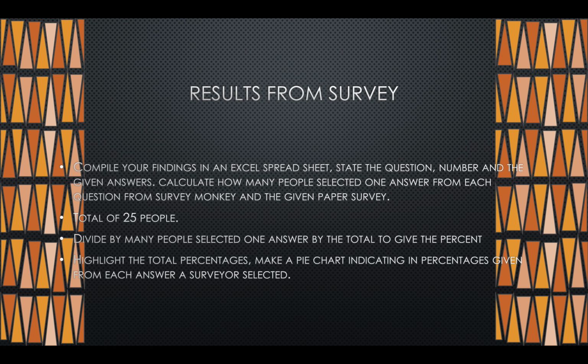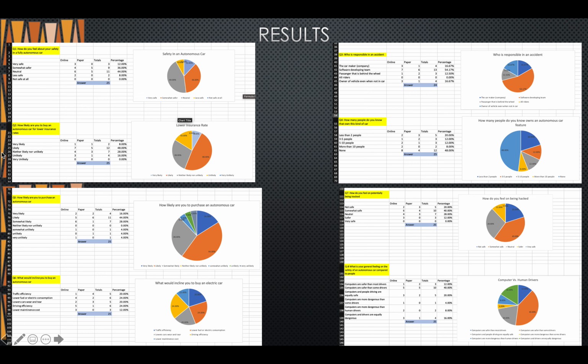And after that, you're going to divide the people that took the survey by the total on what they selected for each question. So highlight the total percentage, make a pie chart indicating the percentages given, and you should have a pie chart. So let's take a look. So these are my results. So see how I went ahead and asked the question from question 5, and I gave the answers, and you can see here online.